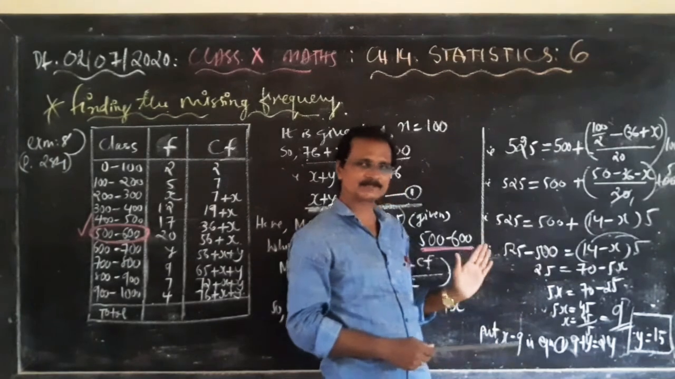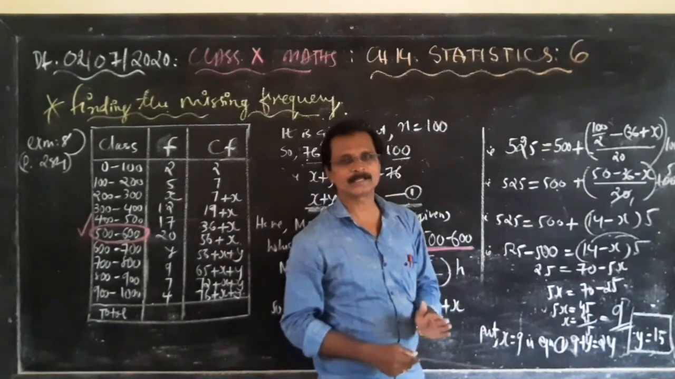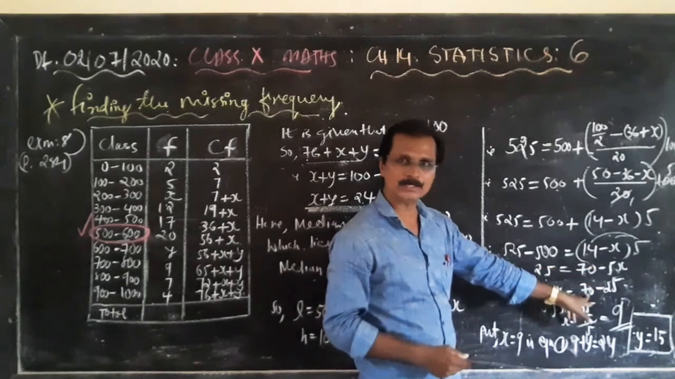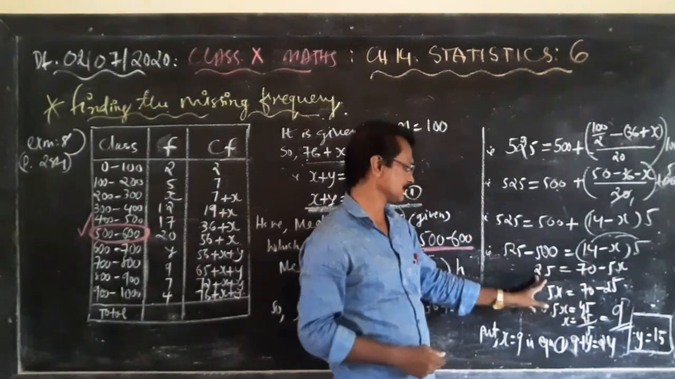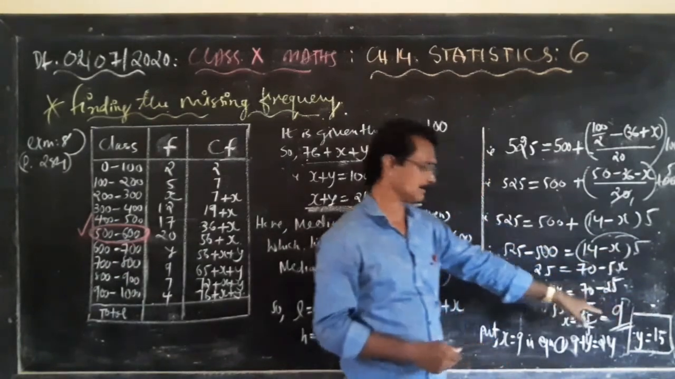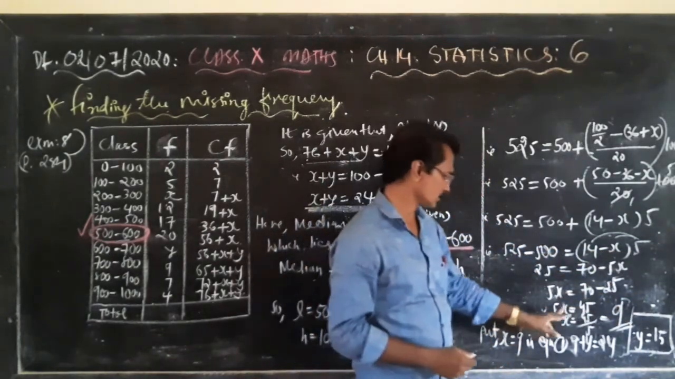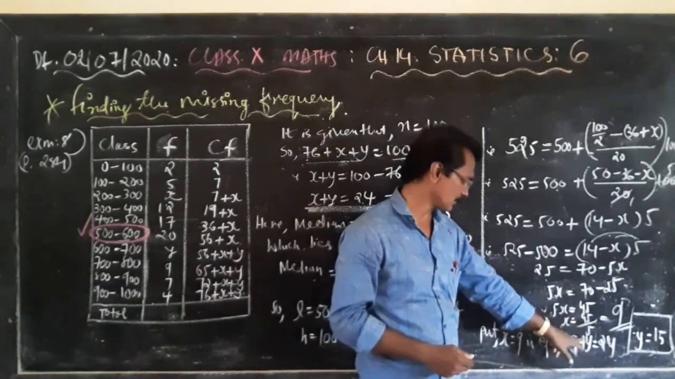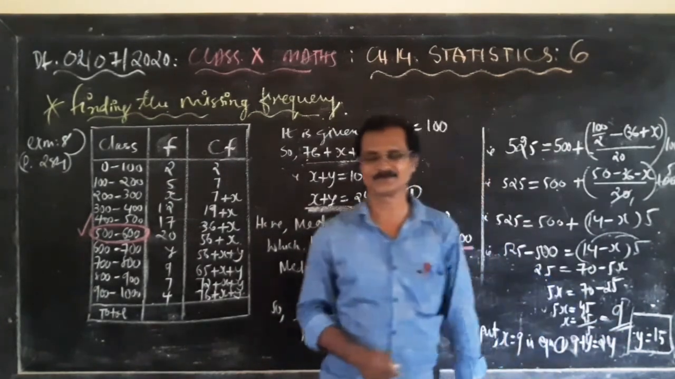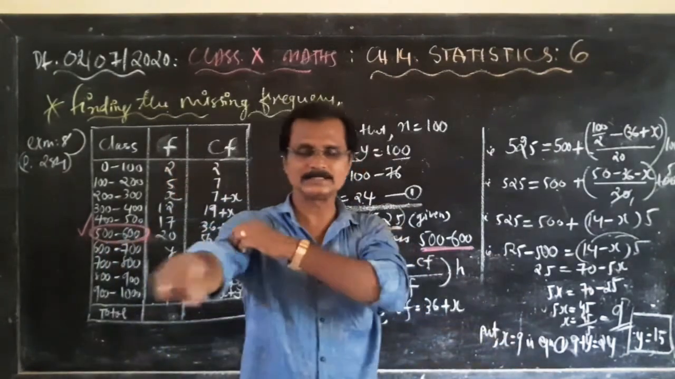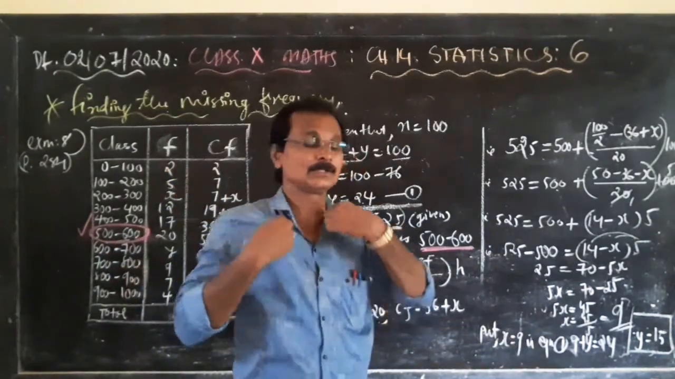Minus 5x to the left side, so minus 5x becomes plus 5x, equal to 70, which is already there on the right side. And shift this 25 to the right-hand side, then plus 25 becomes minus 25. So 5x equals 45, or x equals 45 upon 5, that is 9. So the value of x equals 9.